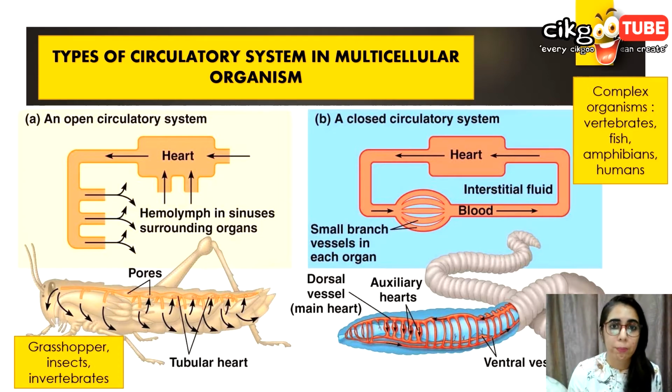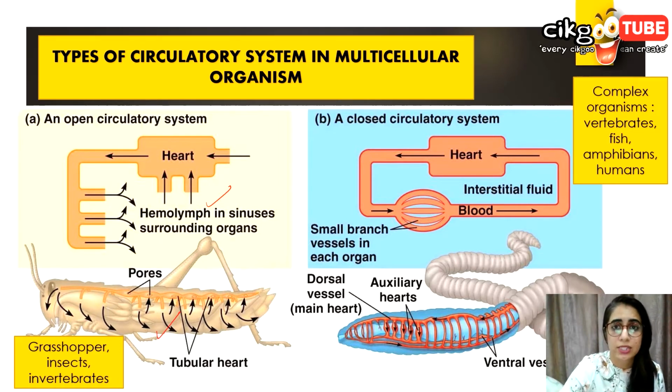Now, in an open circulatory system, the hemolymph is the blood of the insect. They flow directly into the body cavity, which is the hemocoel. This is the body cavity here, and it bathes the cells.